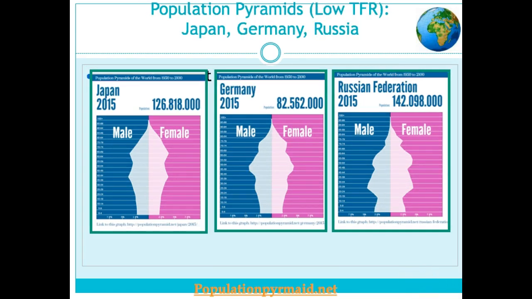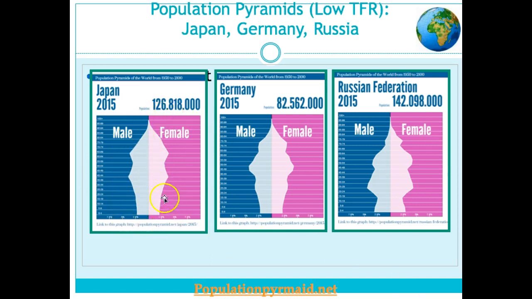And now we are looking at three examples of low total fertility rate countries. We look at Japan, Germany, and Russia. And this is a different type of population pyramid. Remember, the high total fertility rates look like triangles. The medium total fertility rates were a narrower base, but still pointed. Now, the low total fertility rates almost look like a Coke bottle. If you look at Japan, it almost looks like a Coke bottle.